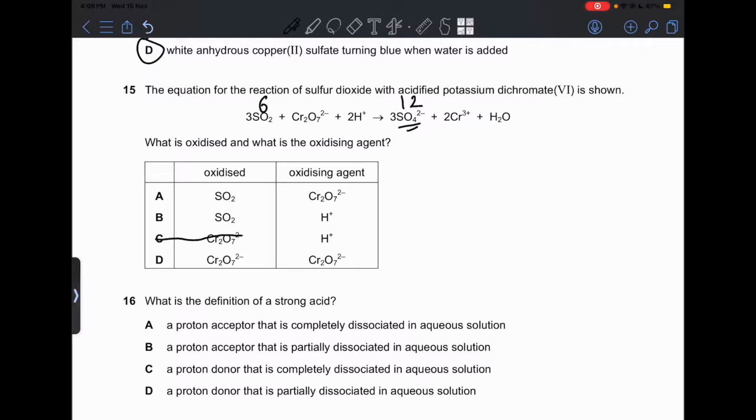So we will be choosing between A and B for now. Now for the acidified potassium dichromate, over here it had 7 oxygens, and on this side it lost all of its oxygens. So this means that it's an oxidizing agent. It made the sulfur oxide gain the oxygen, and it lost its oxygen. So actually our answer is going to be A.